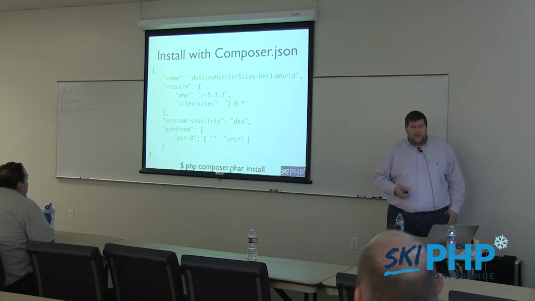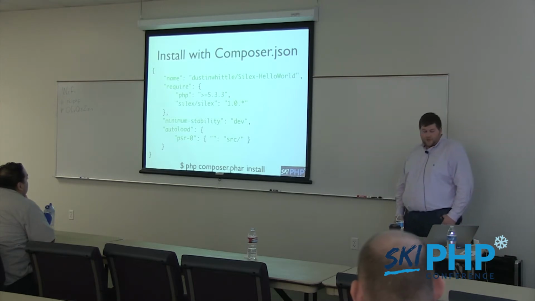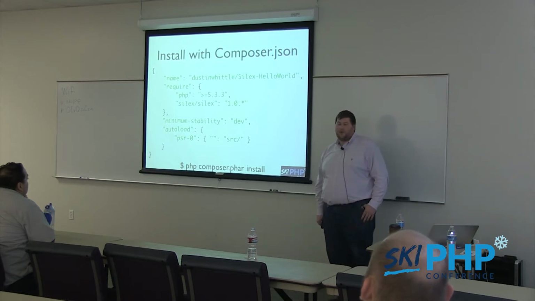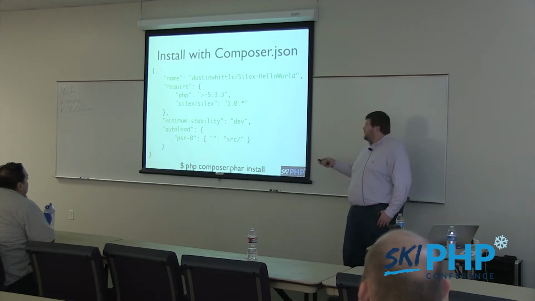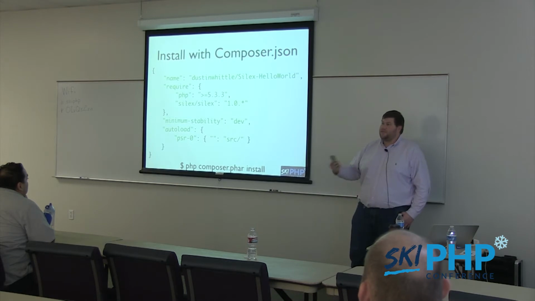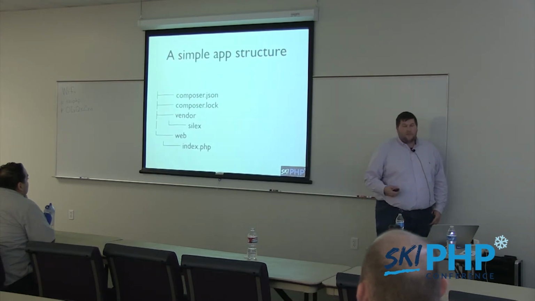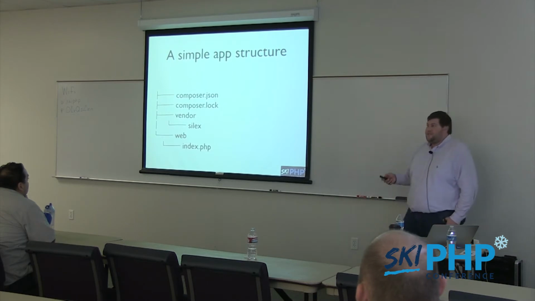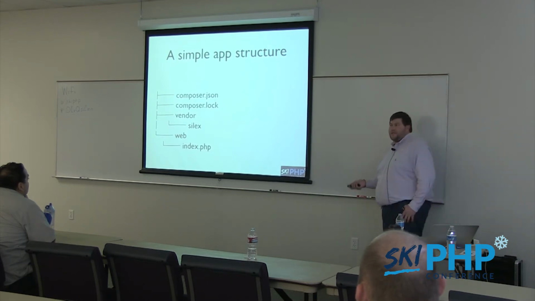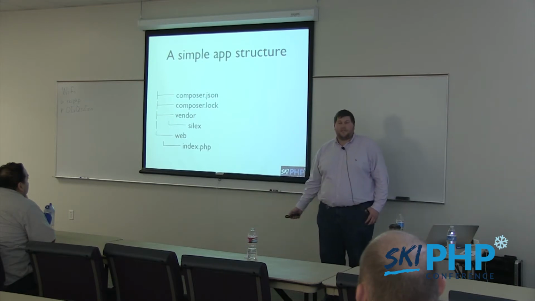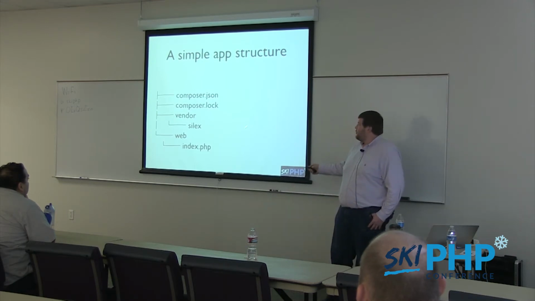Once you've created a composer.json file with the structure, you can simply run composer.phar install, and all the dependencies will be installed for you. Silex also has its own dependencies, so it'll install a bunch of Symfony 2 components and make those readily available. A simple app structure for Silex applications is very straightforward. It's simply an index.php front-end controller and the Silex dependencies with your composer.json file.